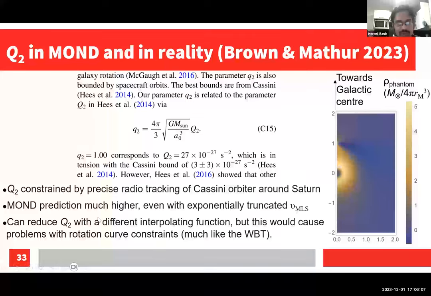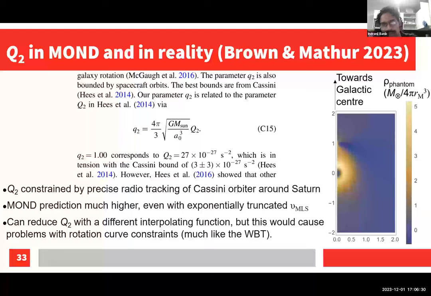Now, you can reduce the Q2 with a different interpolating function, just like the wide binary test. But then it will no longer be consistent with rotation curve constraints. The reason is the amount of phantom dark matter here depends on the value of the MOND interpolating function and the gravity corresponding to the galactic gravity of the solar neighborhood. And we've already seen that a significant enhancement is needed there.